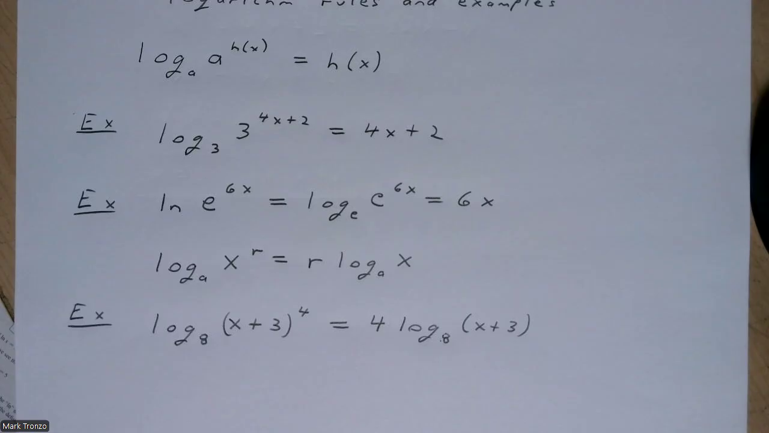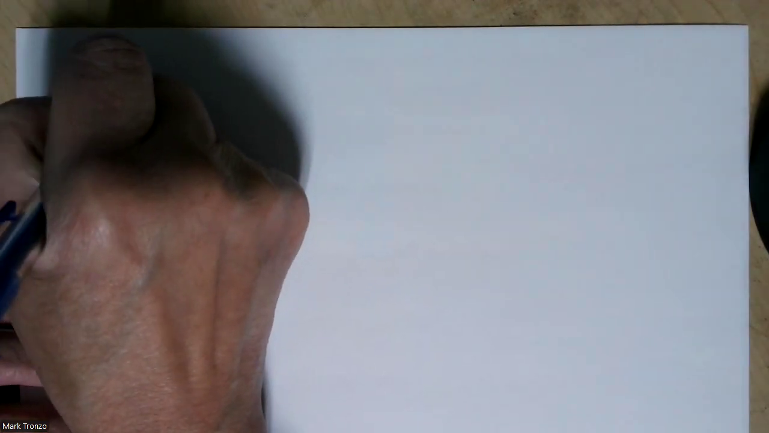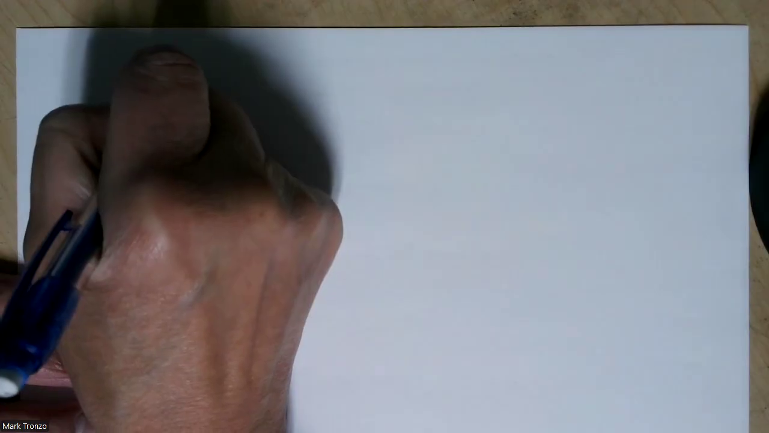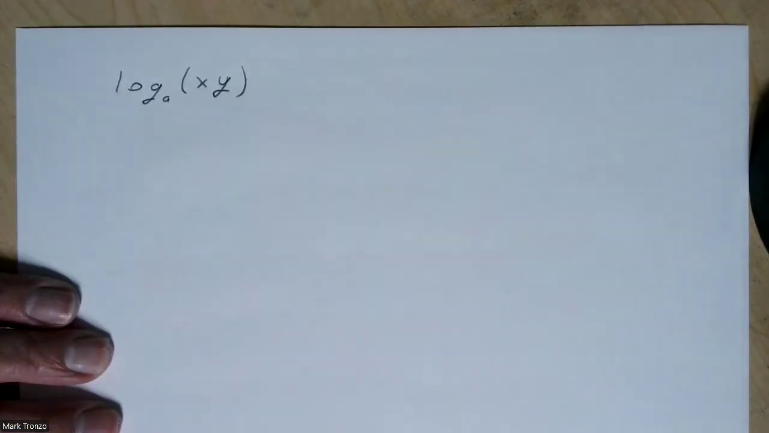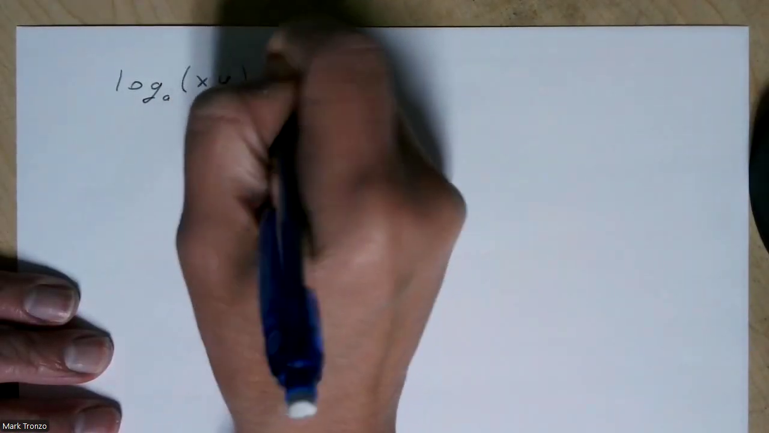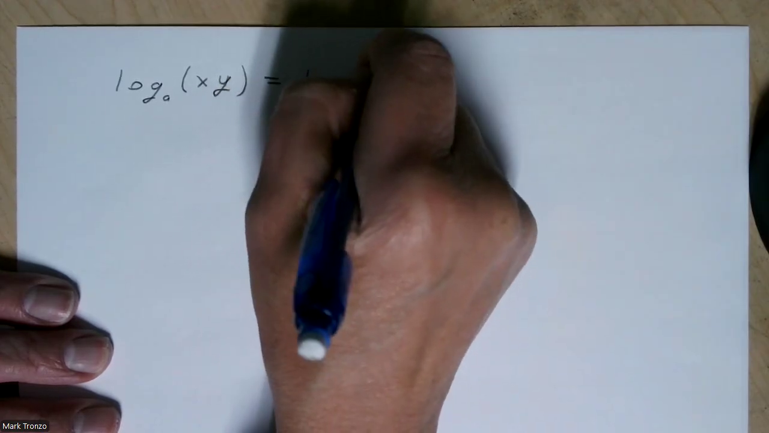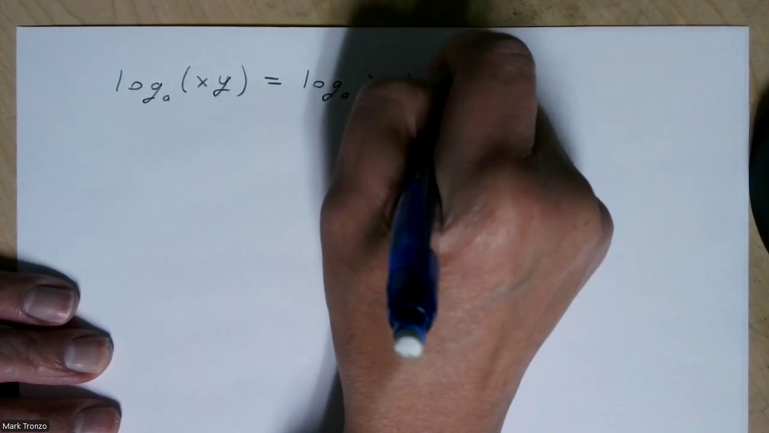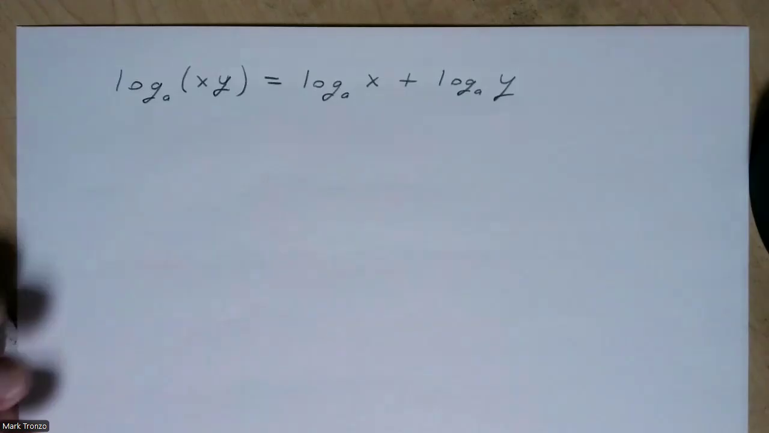Also, we have some general log rules. So let's say if you have the log of a product, say the log, doesn't matter what the base is, of x times y, this is going to be equal to the log of x plus the log of y like this.